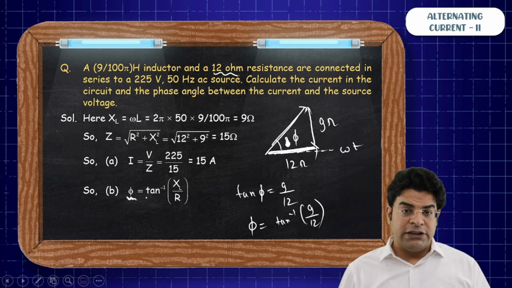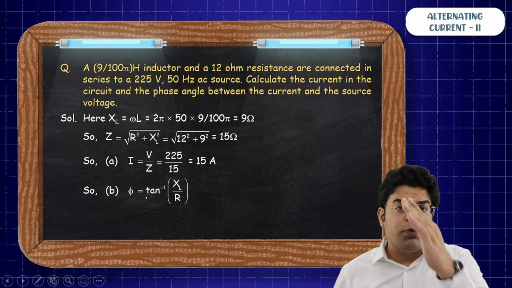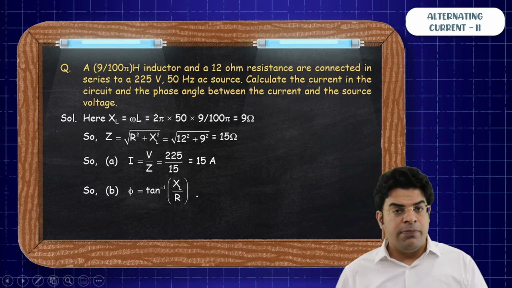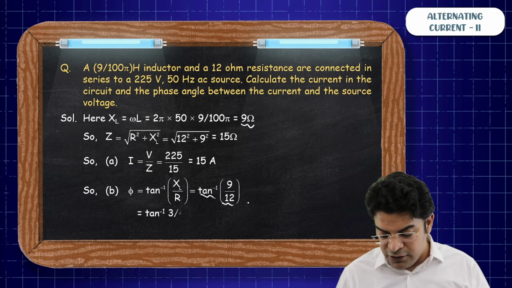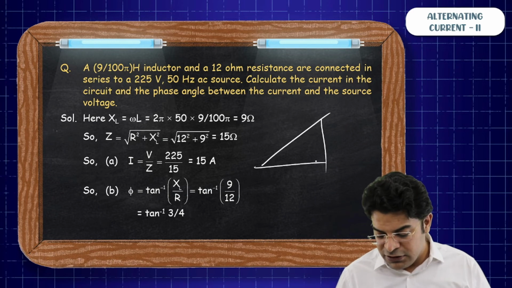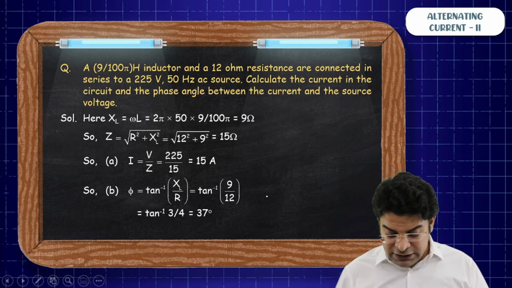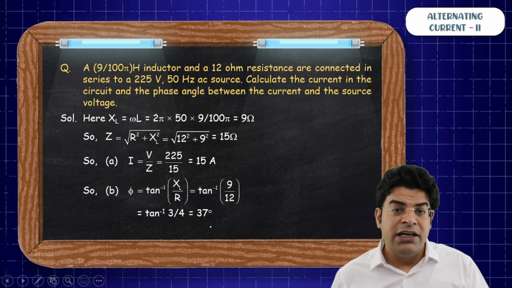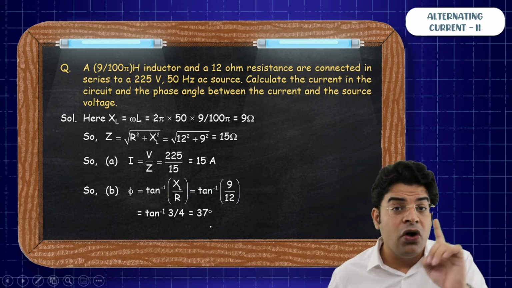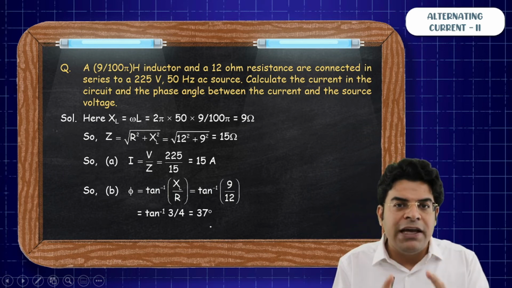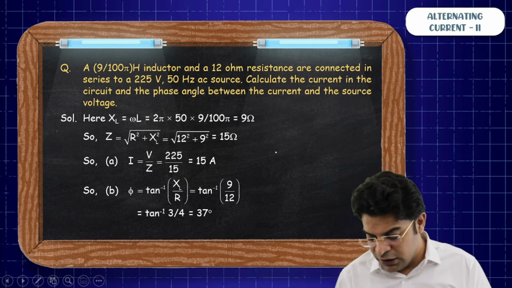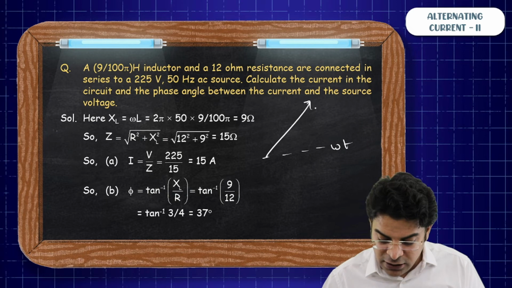So the phase difference between the current and the potential drop will be tan inverse XL by R. In place of XL substitute 9, in place of R substitute 12, so you get tan inverse 9 by 12, that is tan inverse 3 by 4. And we know that tan inverse 3 by 4, the 3-4-5 triangle, is the triangle in which the angle opposite to 3 is 37 degree. So the phase difference comes out to be 37 degree, and since this circuit has no capacitance, only inductor and resistance, the potential will lead in phase by an angle of 37 degree over the current. This is the phase of current, and the phase of potential comes out to be somewhere here.